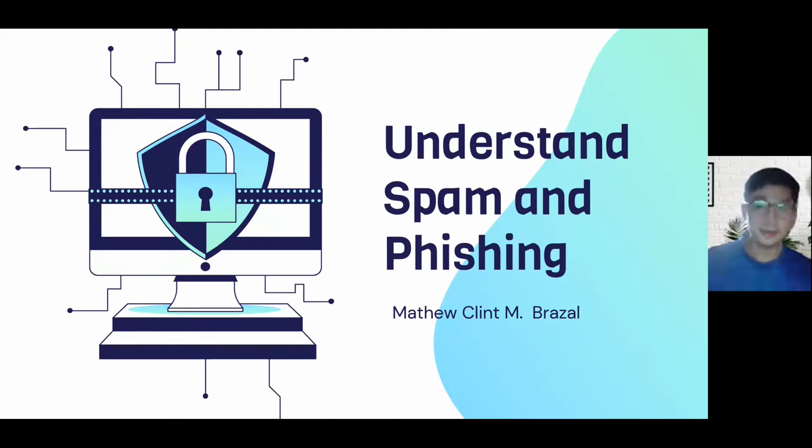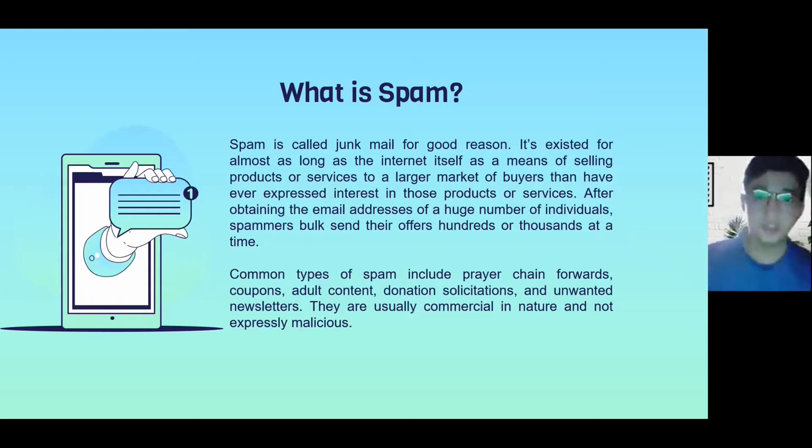Understand spam and phishing. What is spam? Spam is called junk mail for good reason. It's existed for almost as long as the internet itself as a means of selling products or services to a large market of buyers that have never expressed interest in those products or services. After obtaining the email addresses of a huge number of individuals, spammers bulk send their offers hundreds or thousands at a time. Common types of spam include prayer chain forwards, coupons, adult content, donations, solicitations, and unwanted newsletters. They are usually commercial in nature and not expressly malicious.